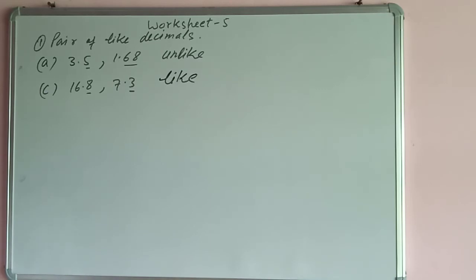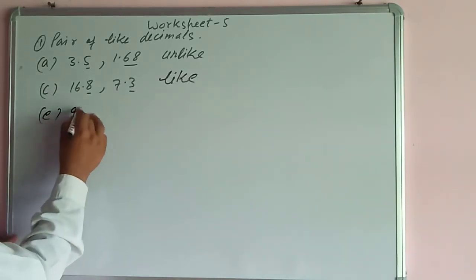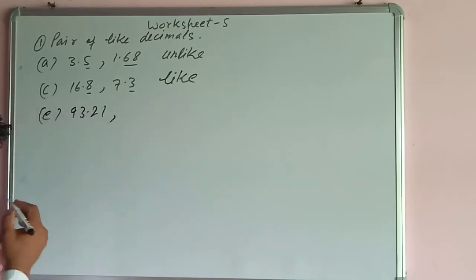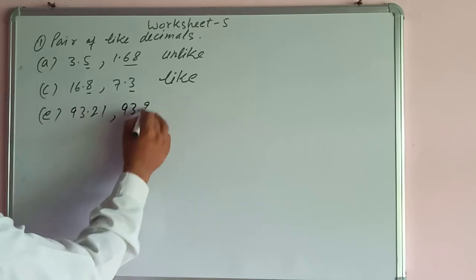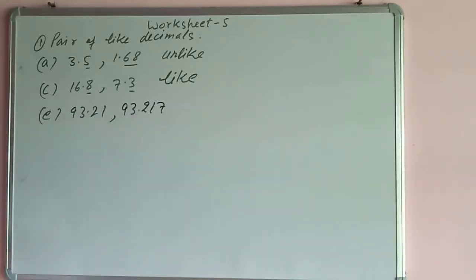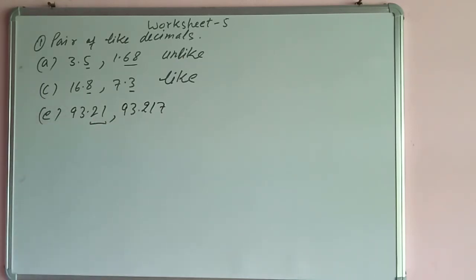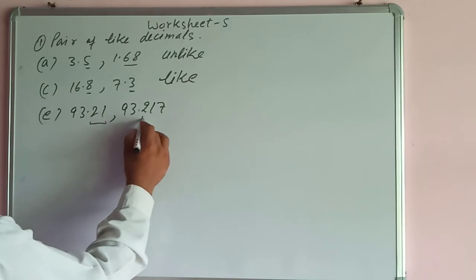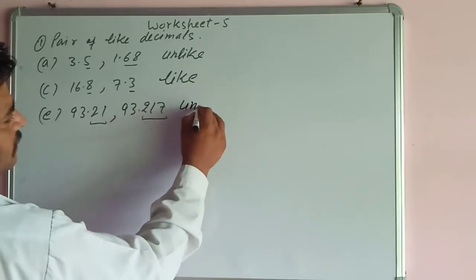Next part, 93.21 and 93.217. Here again we see that in the first decimal there are two places in the decimal part, and in the second there are three places in the decimal part. So the number of places in the decimal part is not the same. So it is called unlike.